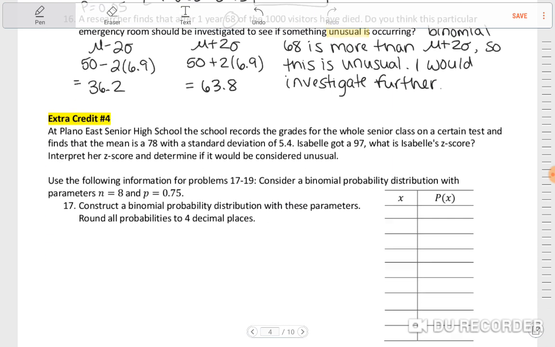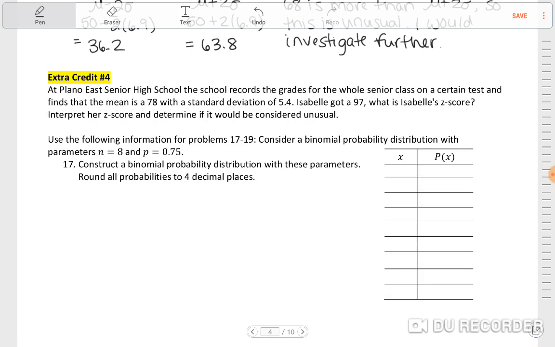Okay, here's your fourth extra credit question. At Plano East Senior High School, the school records the grades for the whole senior class on a certain test and finds that the mean is a 78 with a standard deviation of 5.4. Isabel got a 97. What is Isabel's z-score? Interpret her z-score and determine if it would be considered unusual. Just a little hint here, you'll need the formula to find a z-score, which was in chapter 3 on your formula sheet.